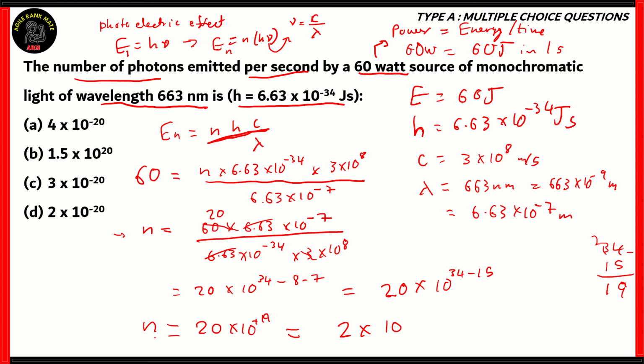So the number of photons equals 20 into 10 raised to 19, which is the same value as 2 into 10 raised to 20. So 2 into 10 raised to 20 is the number of photons emitted per second by a 60-watt source of monochromatic light with a wavelength of 663 nanometers. Therefore, option D is the correct option. Option C is incorrect because it says 3. Options A and B are incorrect because they say 4 and 1.5, which is wrong. The right option, according to the calculations, is option D, 2 into 10 raised to 20.